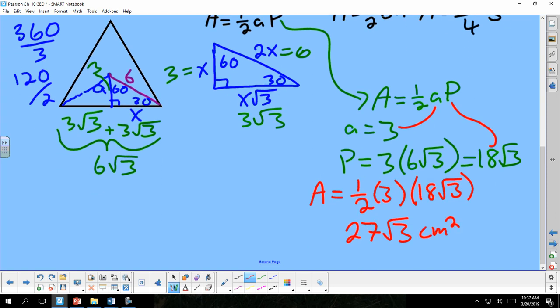And the decimal equivalent, 27 times 3, we get 46.8 centimeters squared. So that's how we can find the area of any regular polygon using the 1/2 apothem times perimeter, and our knowledge of solving right triangles using SOHCAHTOA or special right triangles.